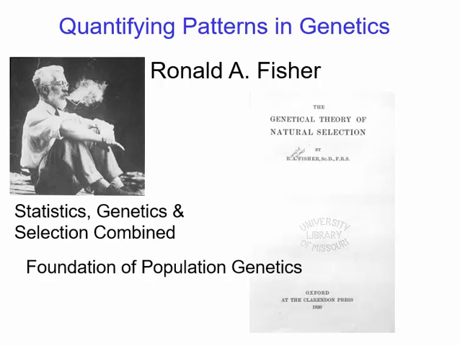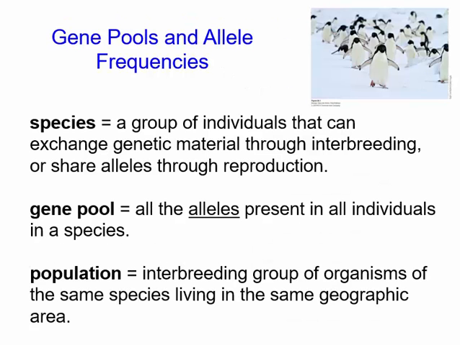So when we're studying population genetics, of course, it's really important that we understand what a population is. So a population would be a group of interbreeding organisms of the same species in the same geographic area. We'll talk more about what a species is in the next chapter, but a species, of course, is a group of individuals that can exchange genetic information and share alleles.